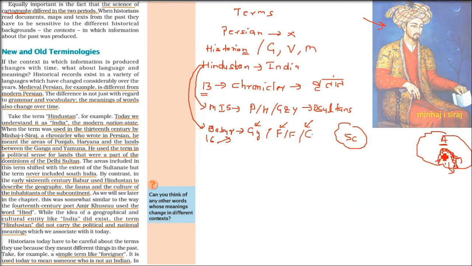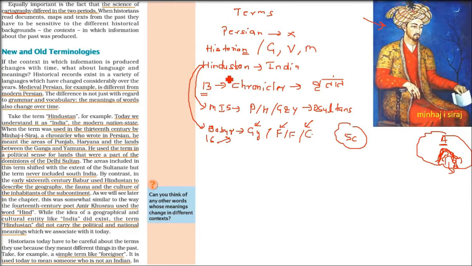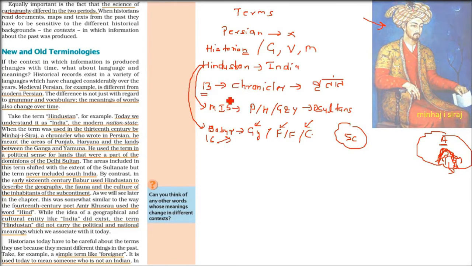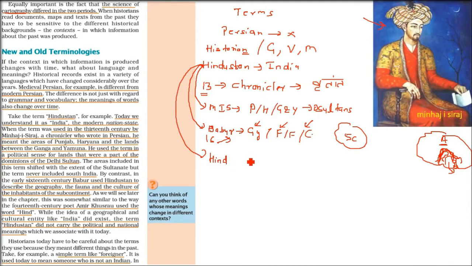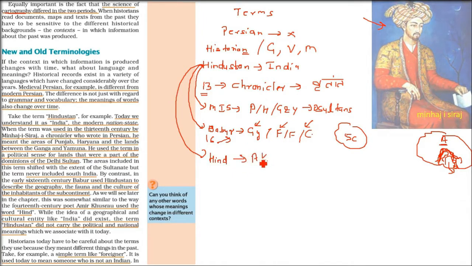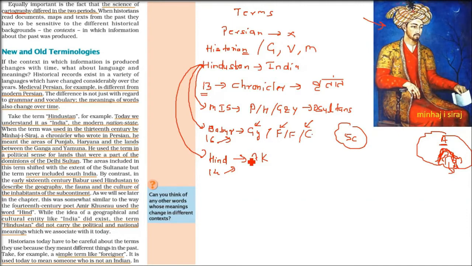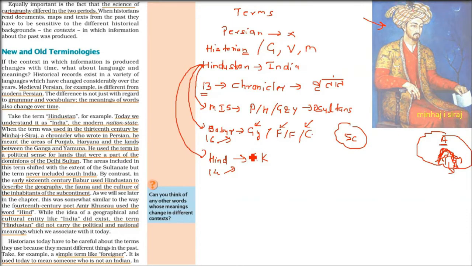So Babur was talking about all the content which relates to the geography, fauna and culture of the people living in this subcontinent. Now, two examples I have given. Now one more. The same word Hindustan, the same word Hind, was used by a very eminent and prominent poet, Amir Khusro. Amir Khusro used the same word Hind.